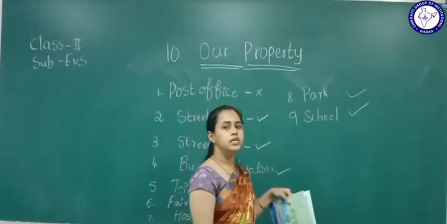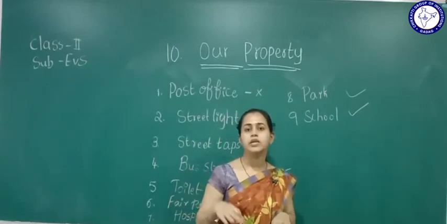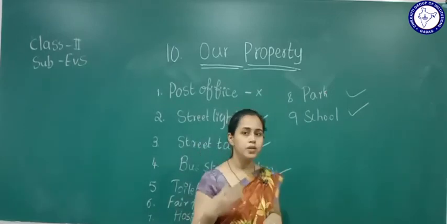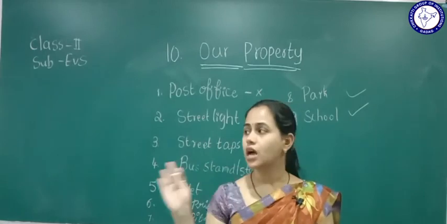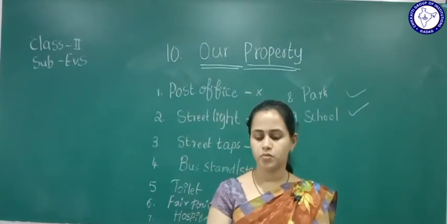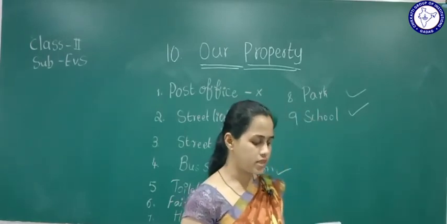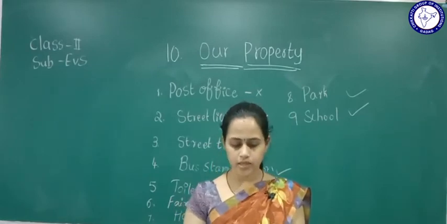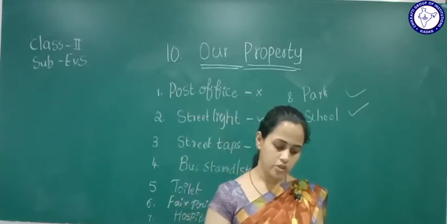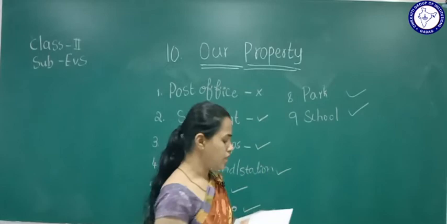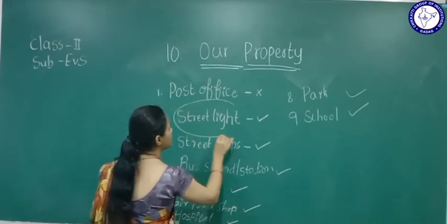So here, if these things are in your locality, you can see them around your locality and put a mark. Okay, now see the next one. Name the public property that is in your locality in this circle. Try to know the use of each of them from your teachers and elders, right? So I have what? Street light. I can circle it.